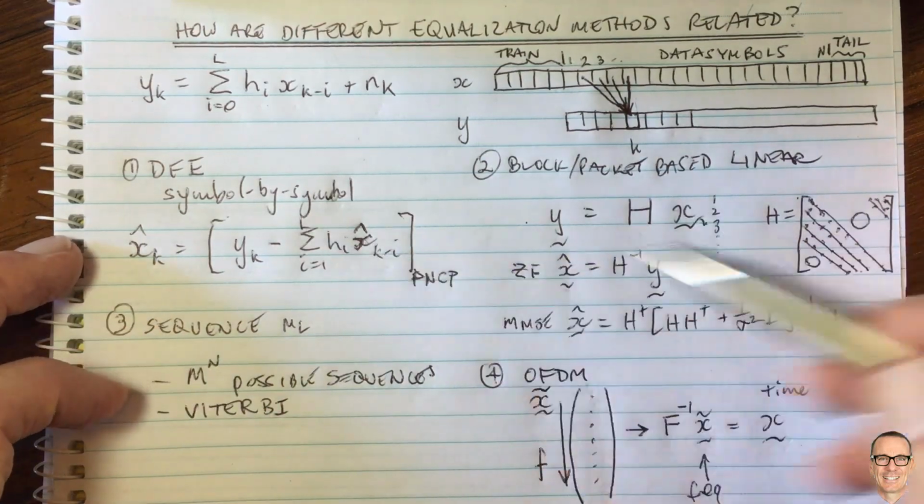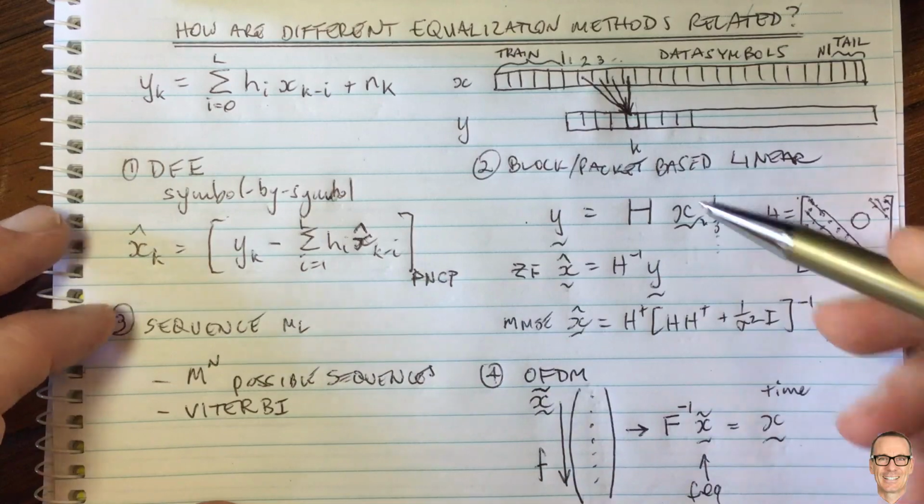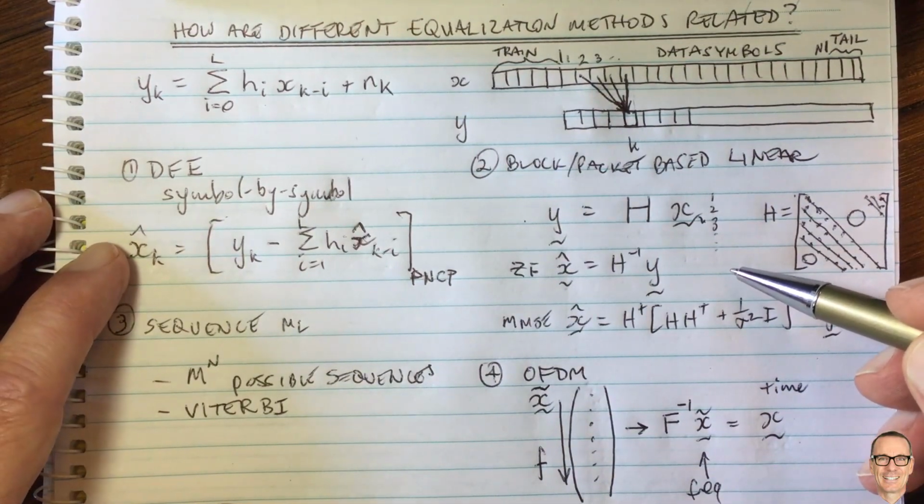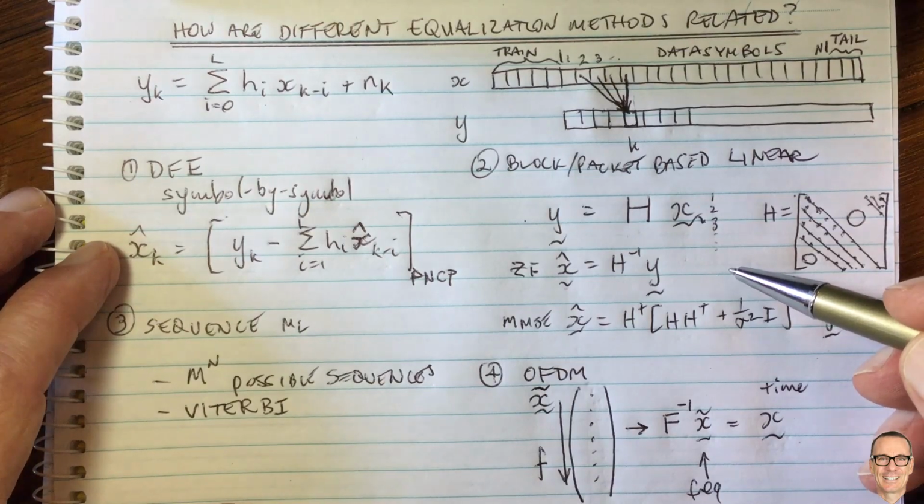So hopefully this has given you an overview of how four of the main equalization approaches relate to each other and their positive aspects and their implementation challenges.